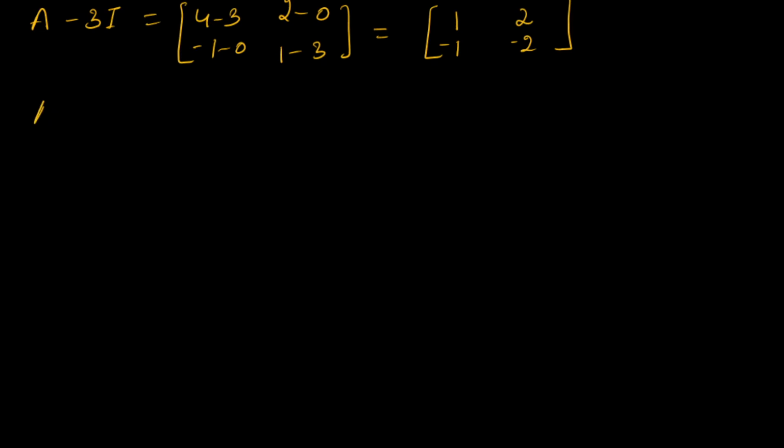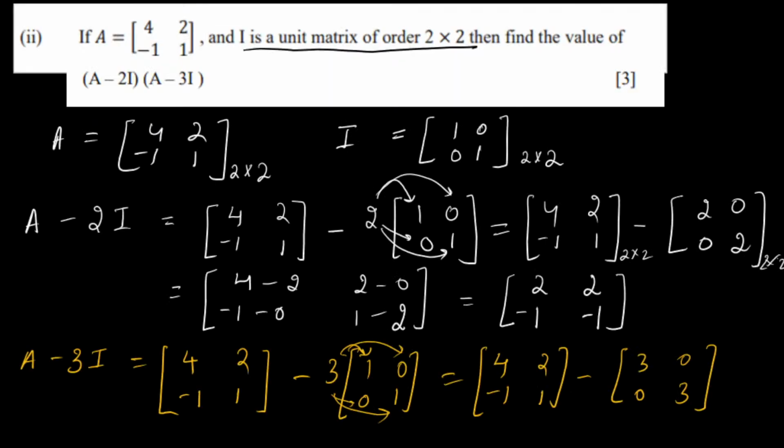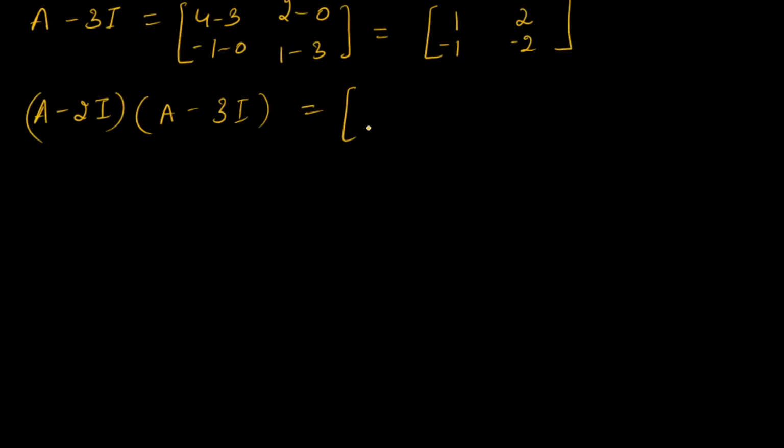Now we just have to do the multiplication. A minus 2I into A minus 3I. That is 2, 2, minus 1, minus 1 multiplied with 1, 2, minus 1, minus 2. So we have to do the matrix multiplication now.